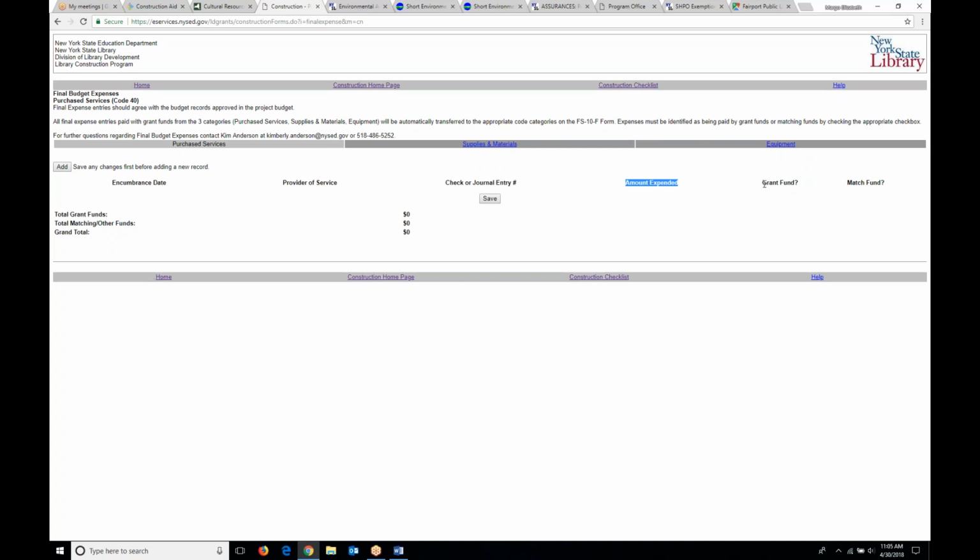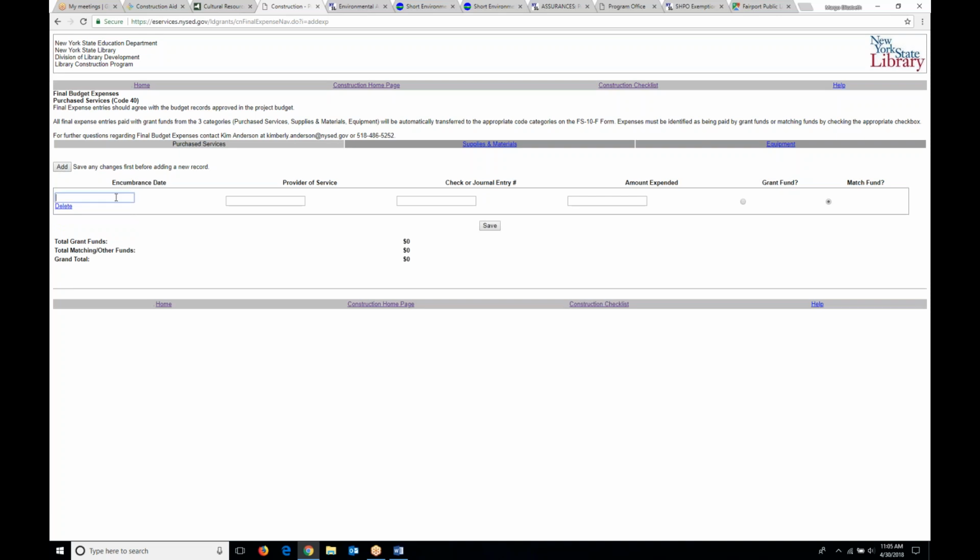But this doesn't allow you to put in money under both grant fund and match fund. Instead, what you have to do is put in, and you only wanted a 50% match because that's really easy math. So here under amount expended, you're going to put $2,500, grant fund, yes. Then you're going to add another line. So it'll be 7/1/2018, and this is Jimmy's Flooring, check number 1010, and we paid $2,500.